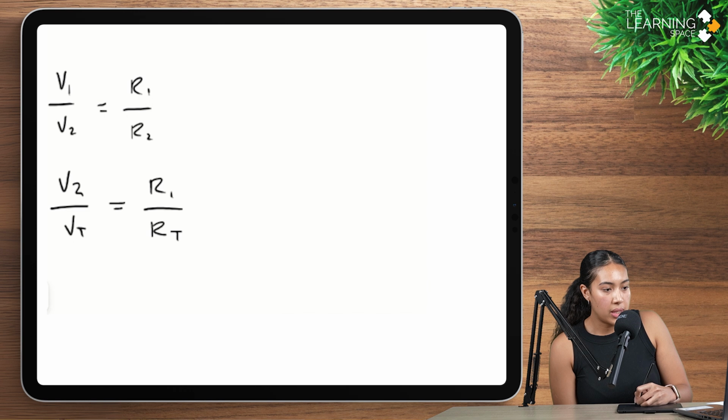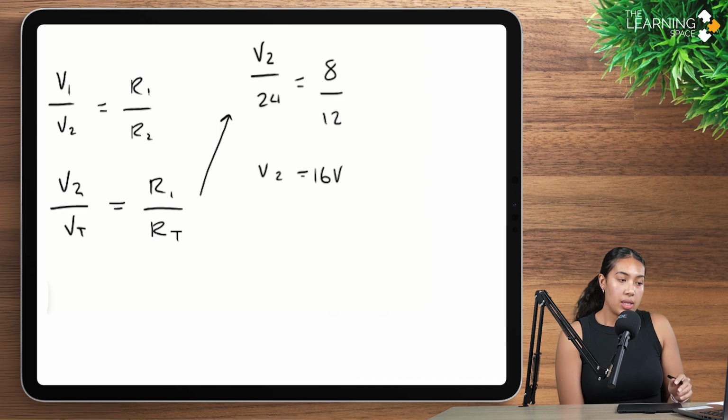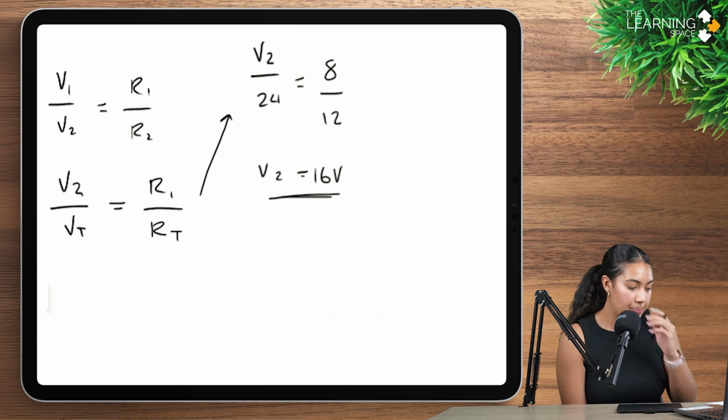So if we sub those values in, we are solving for V2. The total voltage is 24. We have 8, which is the resistor that we're currently working with, and the total resistance of the circuit is 12, right? Then we can just solve for V2. So V2 is going to be 8 over 12 multiplied by 24, and then our answer will also be 16 volts. So there are 2 ways that you can work with this specific type of question.